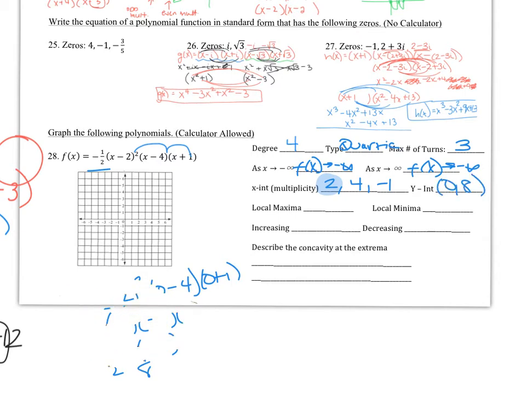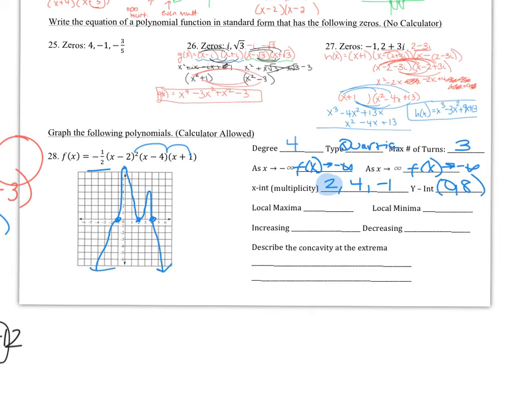So I'm going to erase this so I have more room. So I'm going to go ahead and plot each of these. So plot it at 2, plot it at 4, plot it at negative 1, and plot my y-intercept at 8. And I can go ahead and start graphing this, because I know it's going up here to down to 2, but then at 2 it's an even multiplicity, so it's going to bounce back up and come back down and go through.